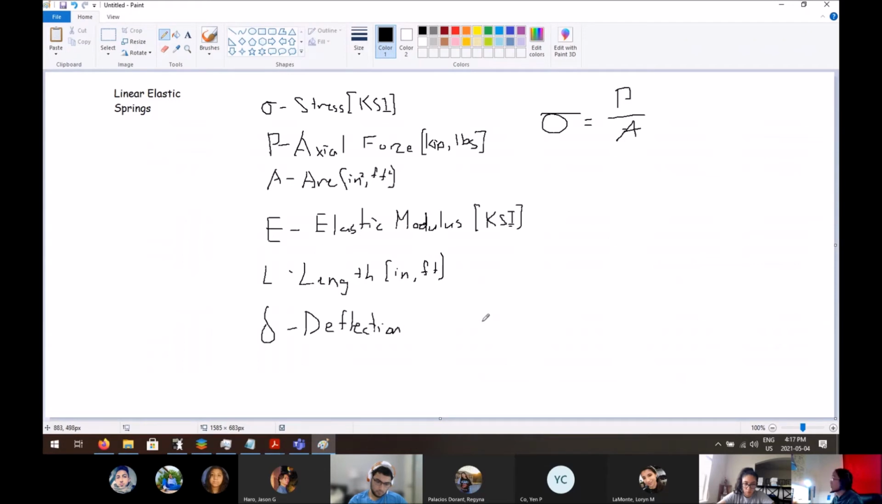Now deflection, that's measured in inches or feet. Inches, comma, feet. Right? So now what do we do with this? Well, there's a formula for this. Deflection is equal to axial force times length over area times elastic modulus.